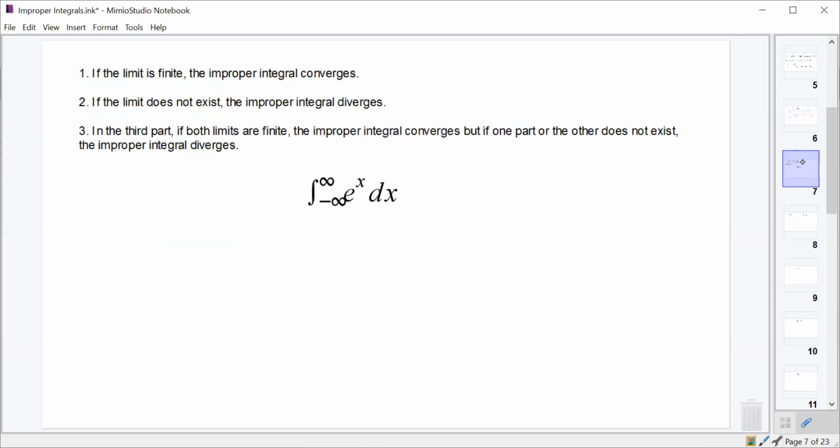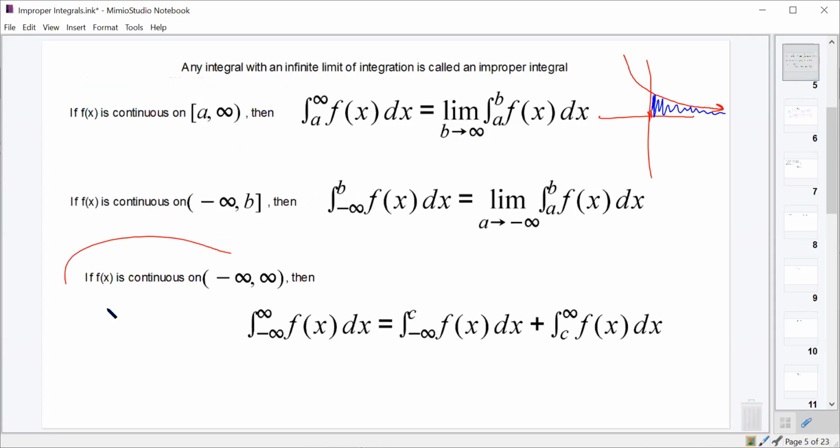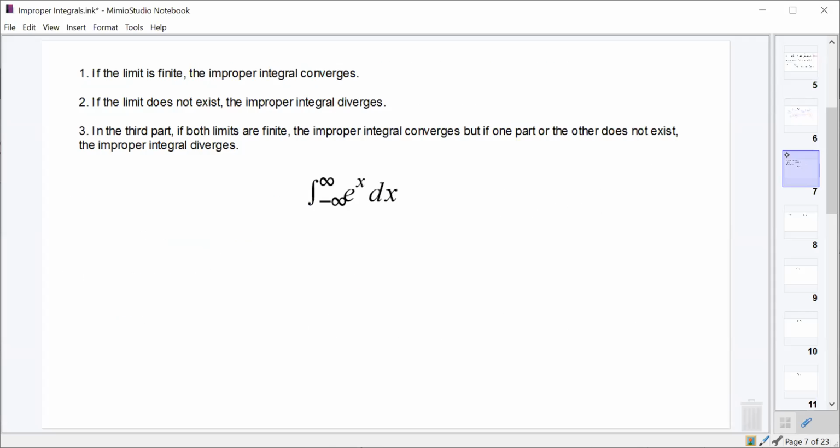In the third thing that we were talking about here, when we go from negative infinity to infinity, both parts of it have to be finite for us to say that this integral converges. But if one or the other, or both parts, don't exist, then we'd say that it diverges. So if we looked at the integral from negative infinity to infinity of e to the x, I would hope right off the bat, just knowing what e to the x looks like, you should be able to tell me if this converges or diverges. Could you do that?